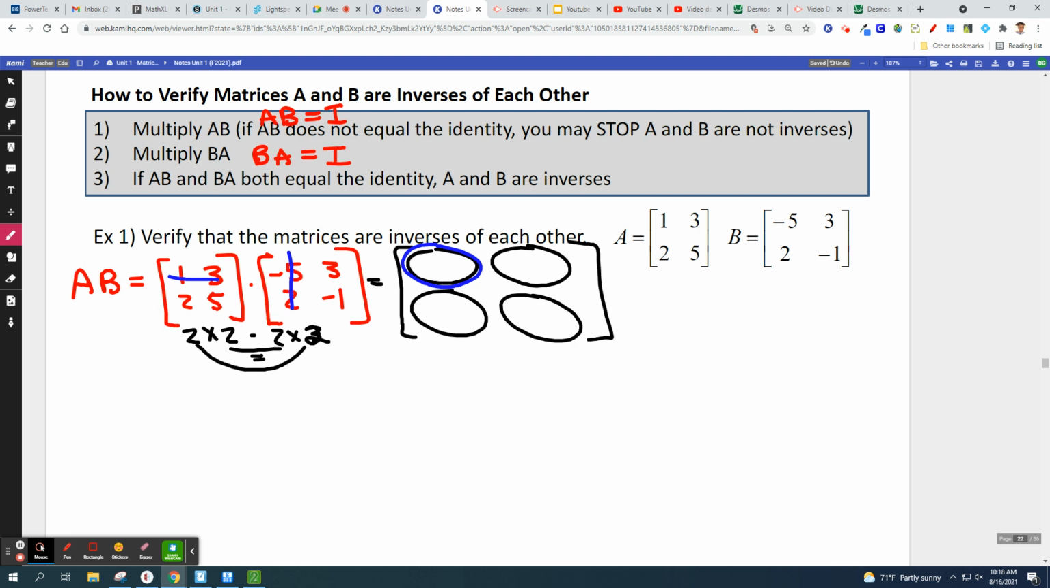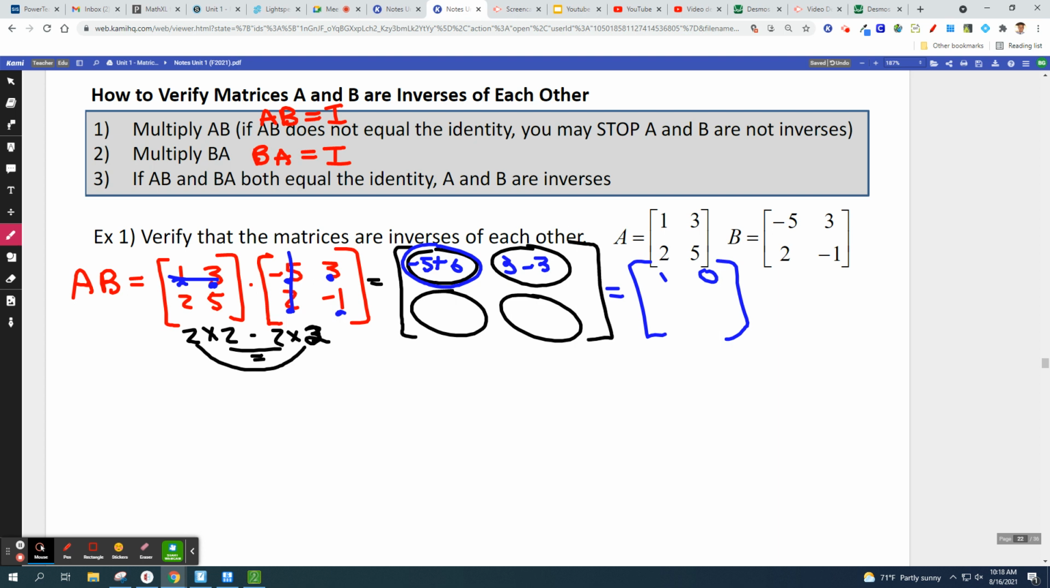So remember how we do this. I call it zipping up the numbers. You take the first one times the first one, that's negative 5. And you take the second one times the second one, that's plus 6. And so that top left entry is a 1. And so now we want to do top times right. The top times the right, we've got 1 times 3 is 3. We've got 3 times negative 1 is minus 3. That's going to be top right is 0.